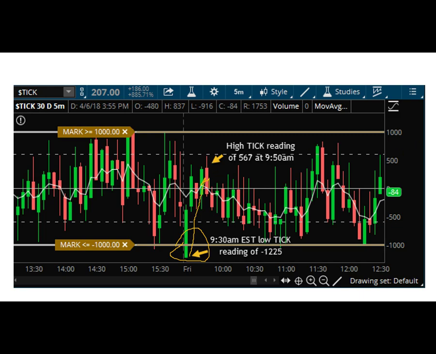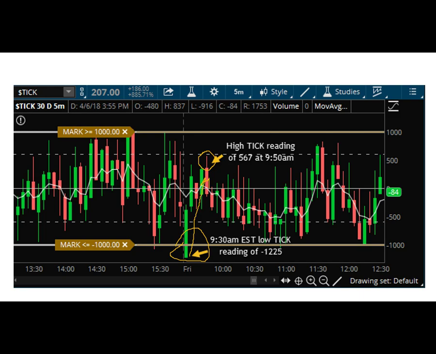until we got to this candle right here, and the high was 567. That was the high tick reading for the morning, and that was at the 9:50 tick candle. So that is what the charts look like.